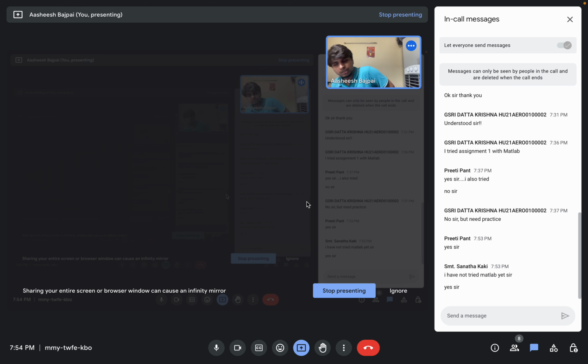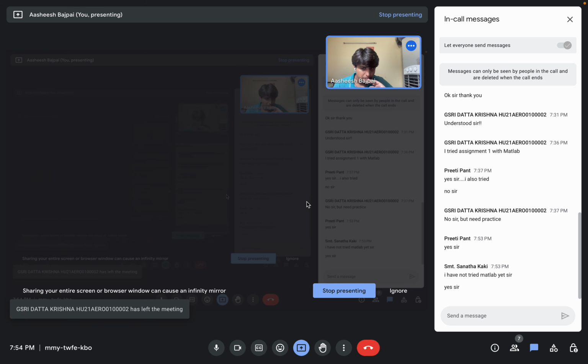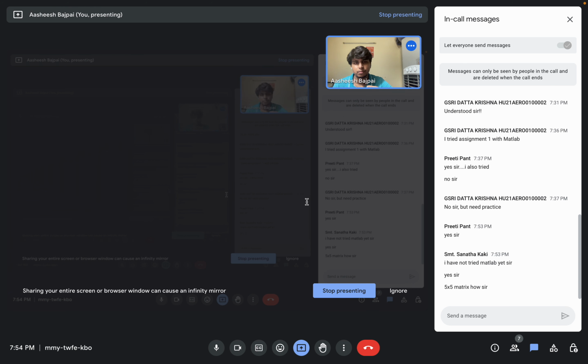What I want is that you guys should be familiar with writing at least initial codes so that you can do it in assignments. No, don't go there. It's a 5 into 5 matrix. You can directly do it. What's the problem? 5 into 5 matrix.